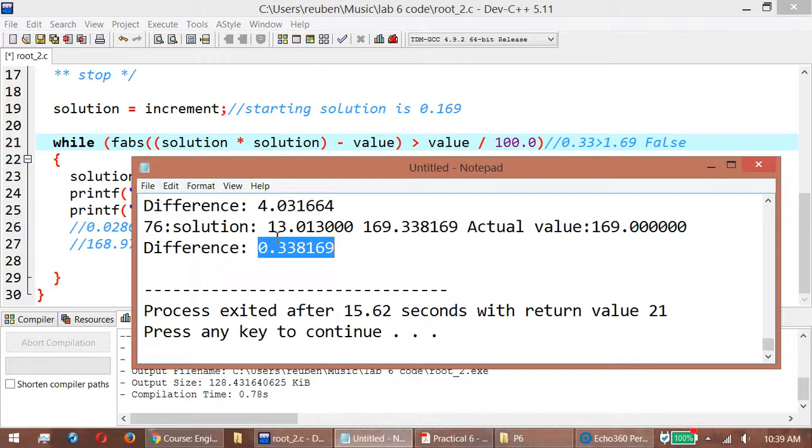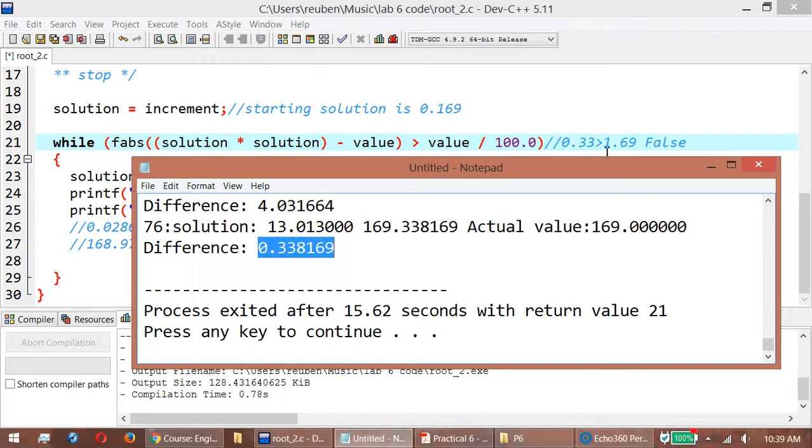Basically, this is not a perfect solution. We can only get the solution within 1% of the actual answer. So we know the actual square root of 169 is 13. But when we use this program, we can only get within 1% of the solution. You see, the condition becomes false when the difference is less than 1.69.